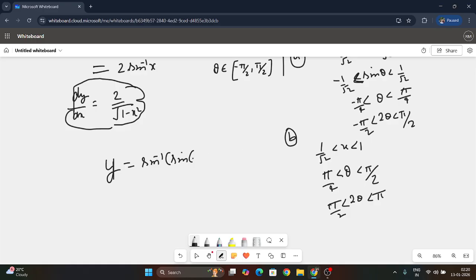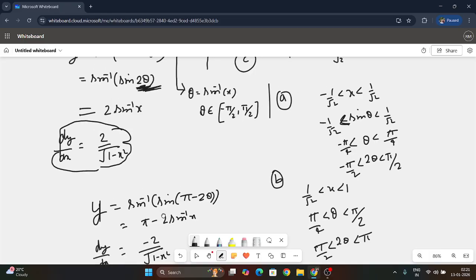So here you have to first solve it, and that is going to be pi minus 2 theta. If you just study the inverse trigonometric function, in this value of theta it is going to be pi minus 2 theta. Now you can cancel, and this will be pi minus 2 theta is sine inverse x. Now let's differentiate, and you will get minus 2 by root of 1 minus x square, and this is the answer of option B.